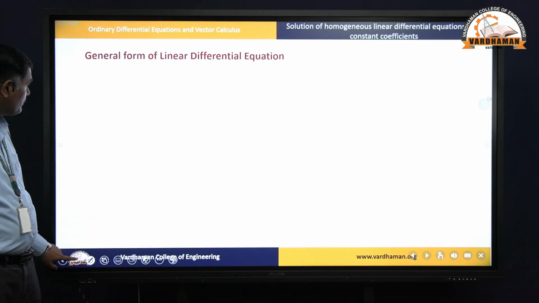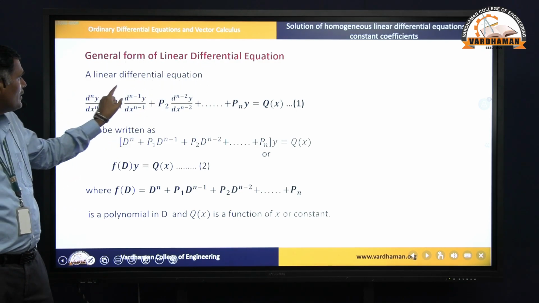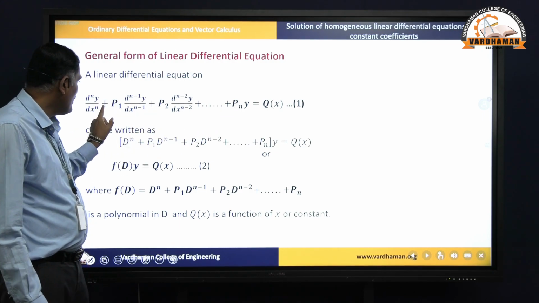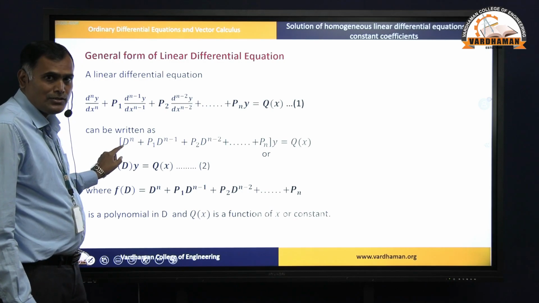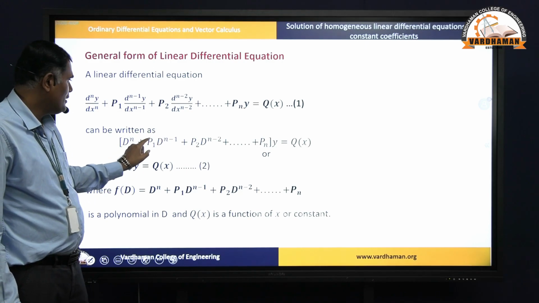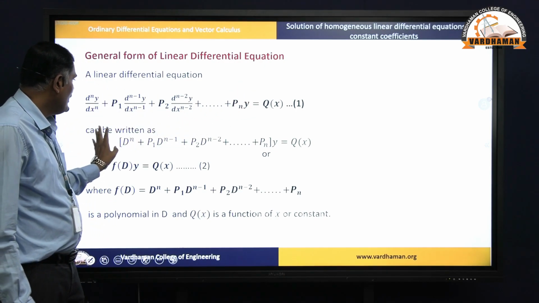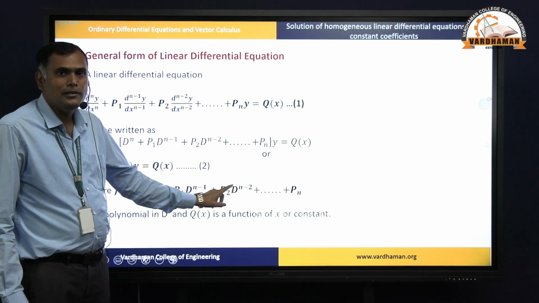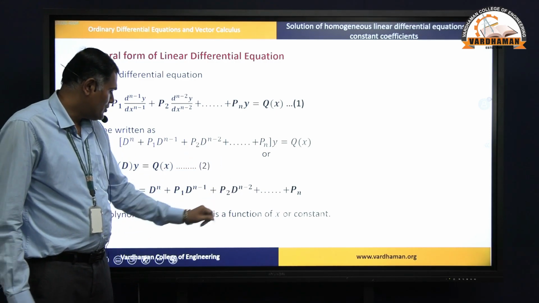Now this is the general form of a linear differential equation in operator form. Let us say this is the given differential equation, an nth order linear DE with constant coefficients. Now this can be written in operator form like this. In place of d power n by dx power n, that can be written as D power n. In place of d power n minus 1 by dx power n minus 1, that can be written as D power n minus 1, and so on. Now we are writing this linear DE in operator form like this. Here f of D looks like a polynomial in D. This is known as a polynomial in D, and q is a function of x, the p's are constants.